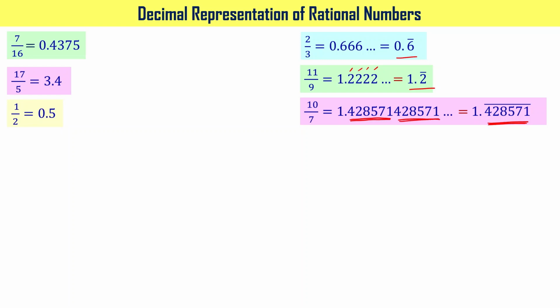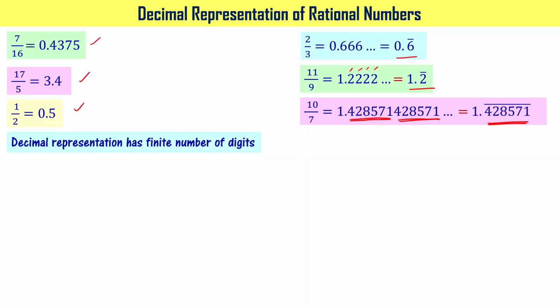Now let's look at these 3 numbers. The decimal representation has only a finite number of digits, right? Here after the dot we have 4 digits, here we have 1 digit, here we have 1 digit. These are finite. When it comes to this side, there is no limit to it. Actually, you can write an infinite number of the same digits. In the case of 0.6666 and so on, you keep writing an infinite number of 6s. Same is true here. 2 repeats infinitely many times. Here 428571 is repeating multiple times, right?